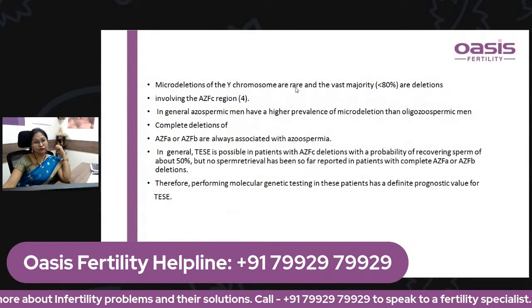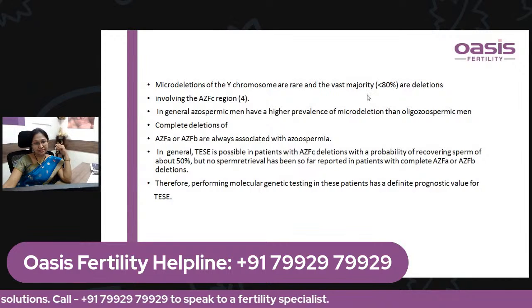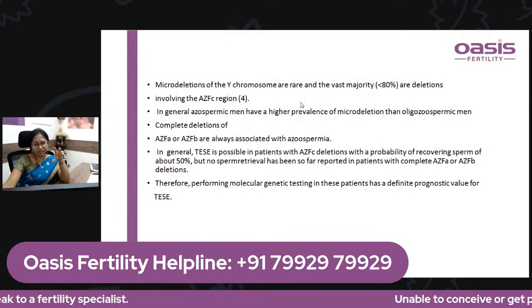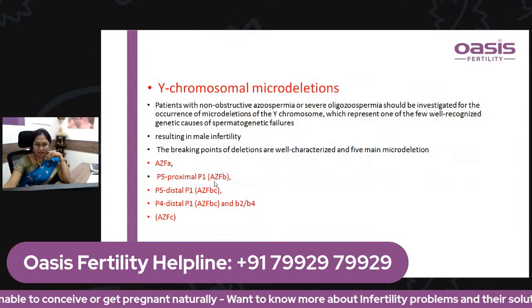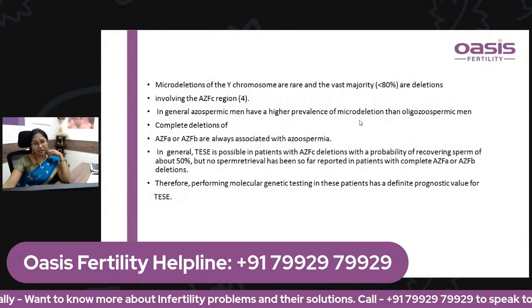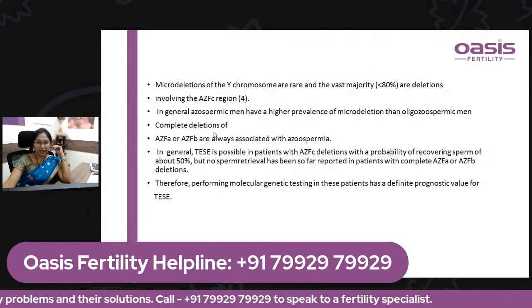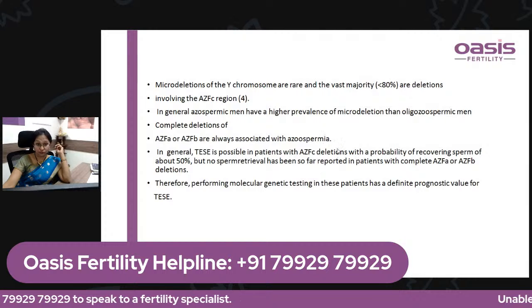These microdeletions of the Y chromosome are rare. Most of them, about 80%, will involve only the AZFc deletion. So AZFc is the most common when compared to AZFa and AZFb deletions. In general, azoospermic men have a higher prevalence of microdeletion when compared to oligospermic men, and complete deletions of AZFa and AZFb are always associated with azoospermia.